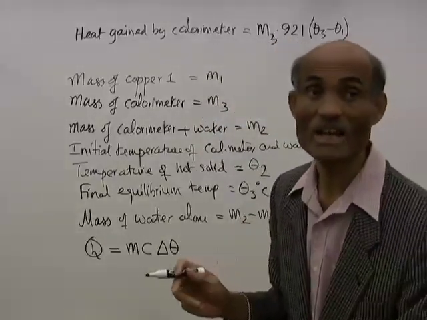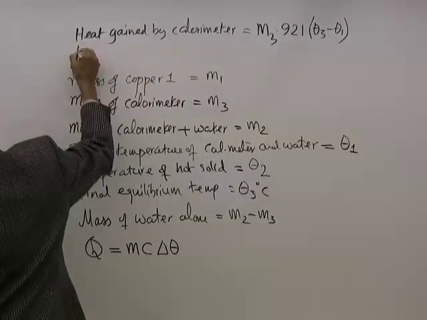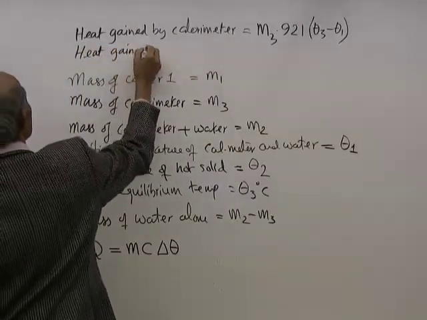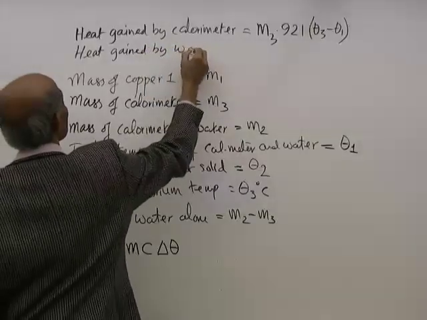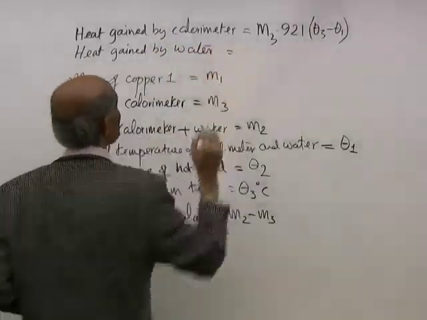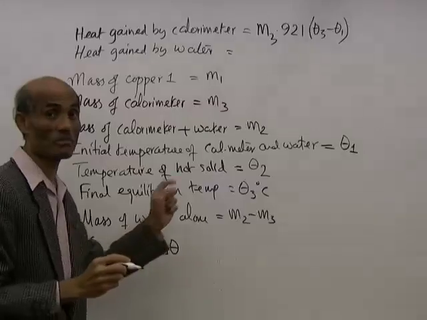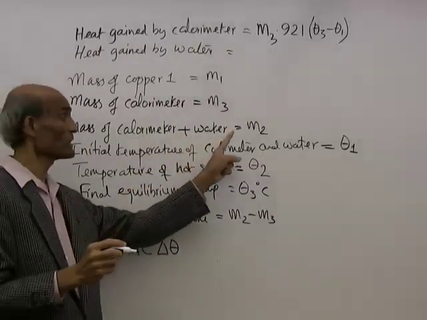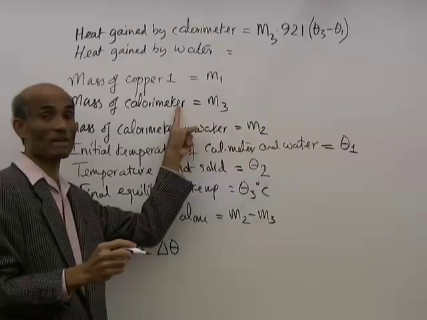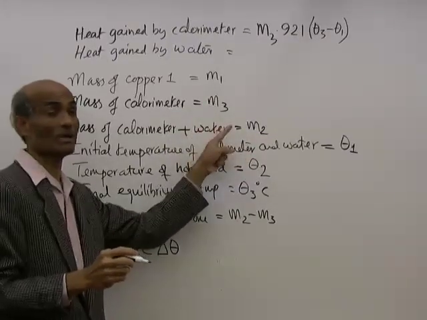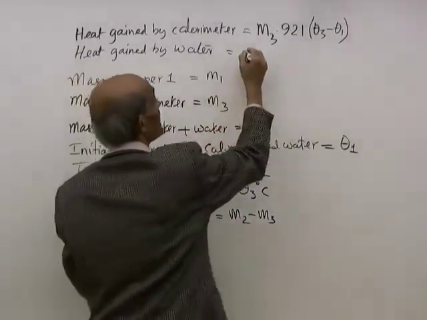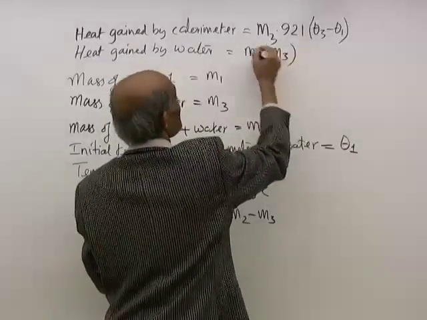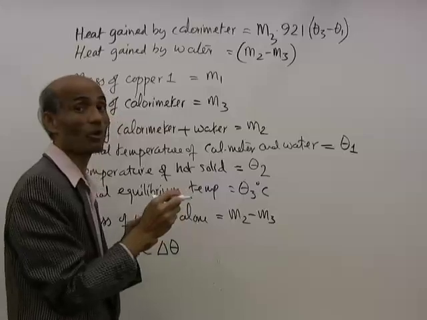Alright? Heat is also gained by water. What is the heat gained by water? It is the mass of water. What is the mass of water? The mass of calorimeter plus water is M2. The mass of calorimeter alone is M3. Therefore, the mass of water alone is M2 minus M3.